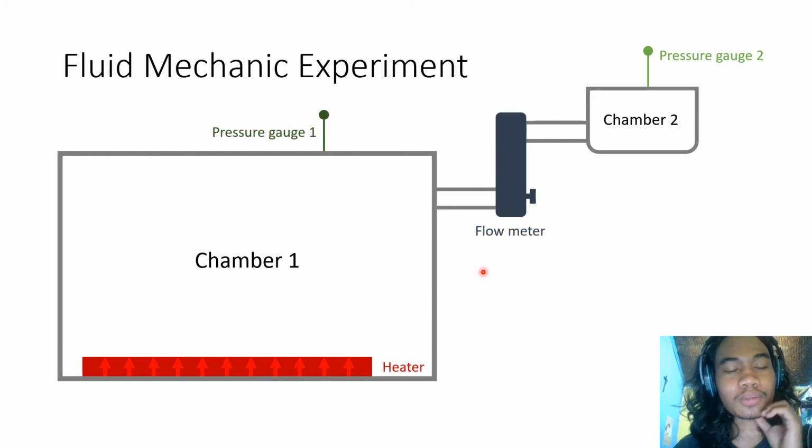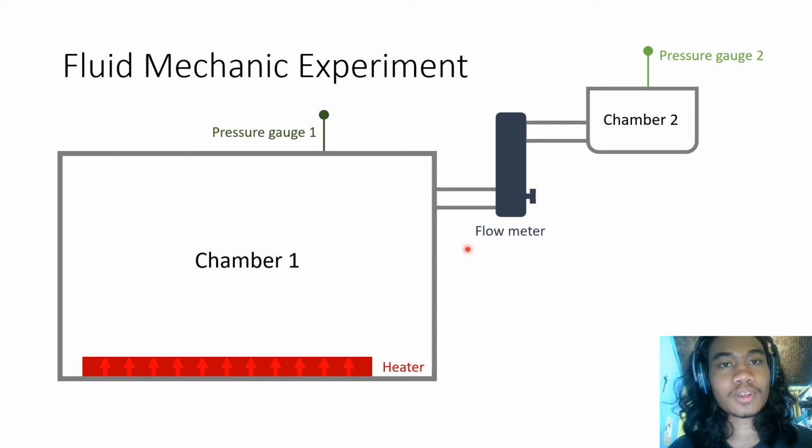There are several objects here: the heater, the box, and the flow meter that we use. Chamber 2 is actually just the environment, so we compare the pressure inside the box and the environment. All the objects were purchased from online shops and shipped to my hometown because during this pandemic we cannot use the laboratory on the campus.